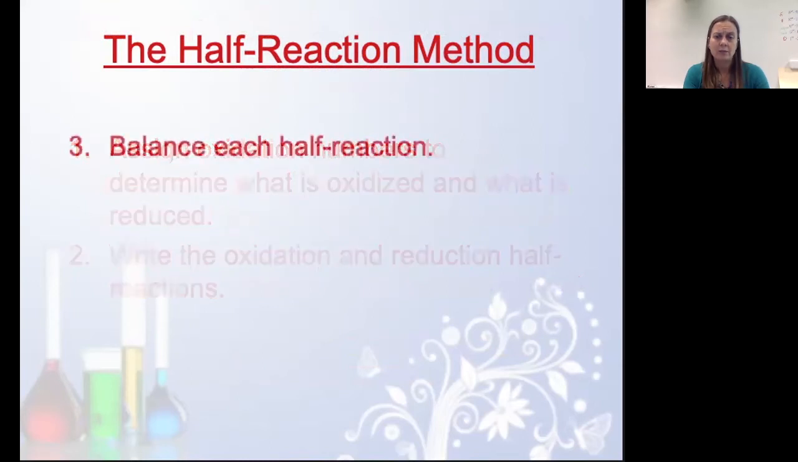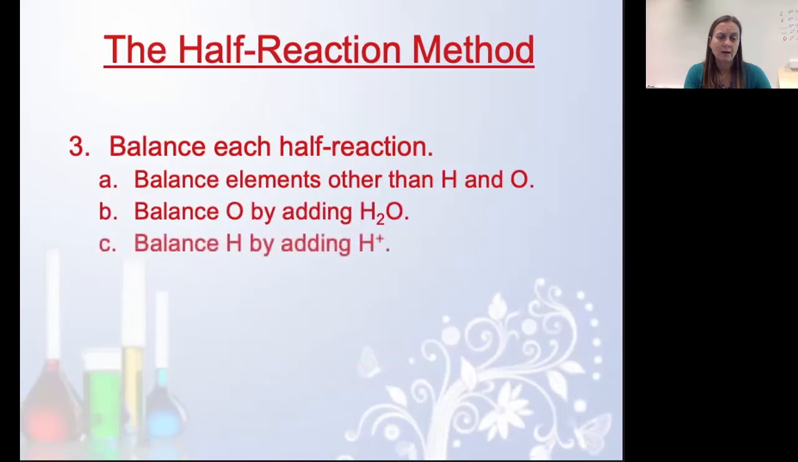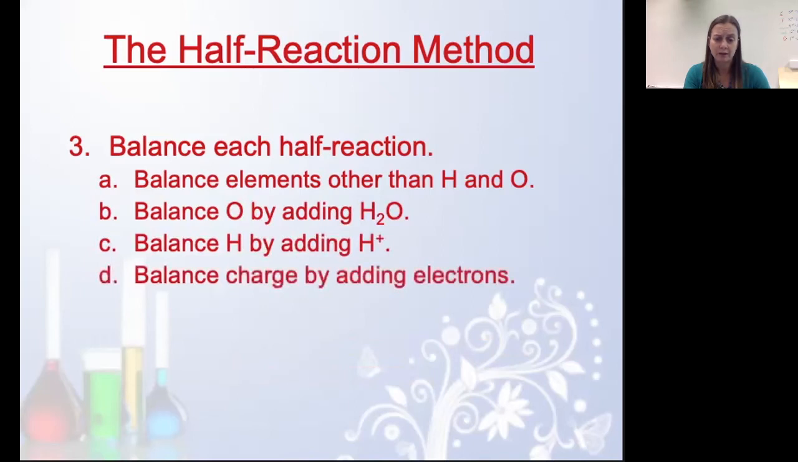Step 3 is going to be to balance each half reaction. So we're going to balance our elements other than hydrogen and oxygen. Then we're going to balance oxygen by adding water. We're going to balance hydrogen by adding hydrogen ions. And we're going to then finally balance charge by adding electrons. So 4 steps to balancing each half reaction.